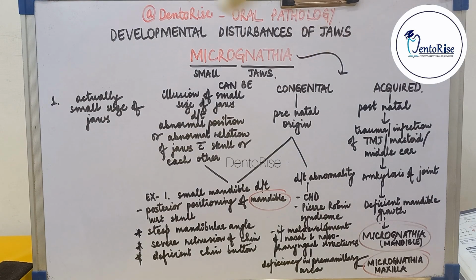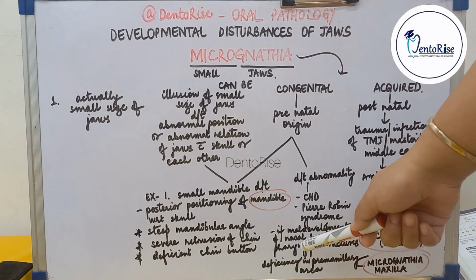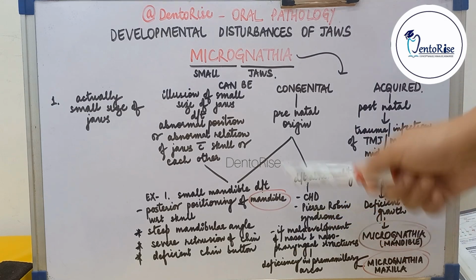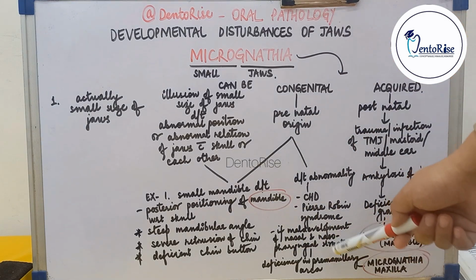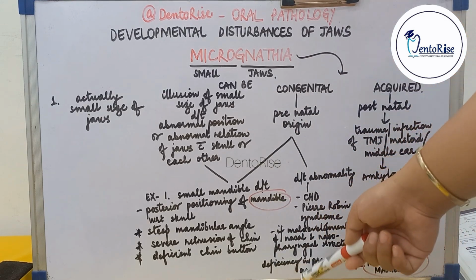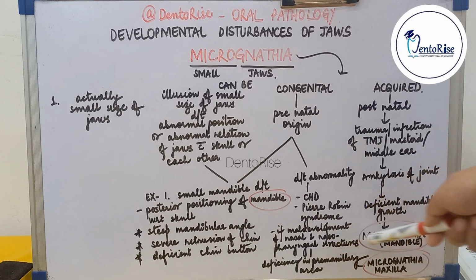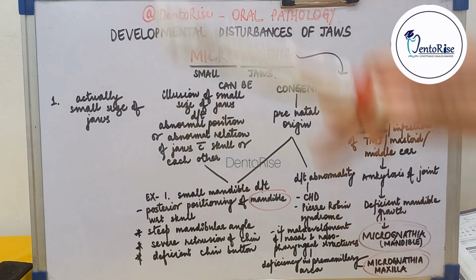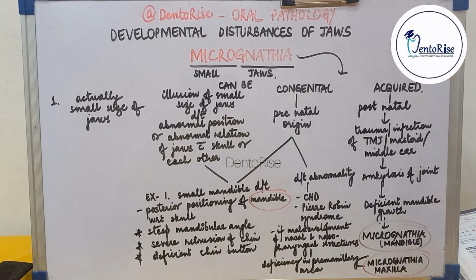We can also take an example of the maxilla, wherein because of the maldevelopment of nasal and nasopharyngeal structures prenatally, there can be deficiency in the premaxillary area, therefore leading to the micrognathia of the maxilla. This was all about the congenital micrognathia.